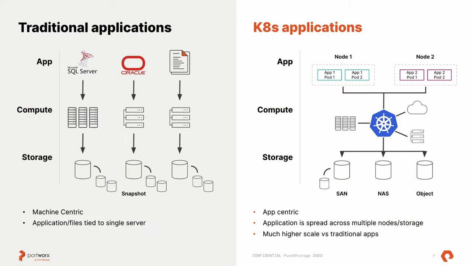So here we see a little bit more of a breakdown between traditional versus Kubernetes storage. Traditional applications run on virtual machines, and they have simpler needs than a distributed containerized application. So virtual machines are more straightforward to back up. Here you can see that an app is tied to a single server, and then backing up that server with snapshots is sufficient to fully protect the application.